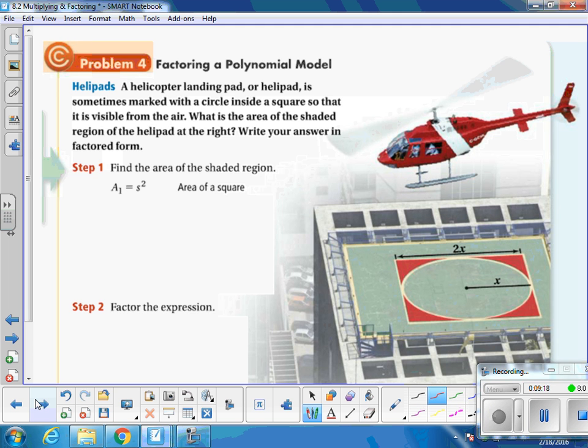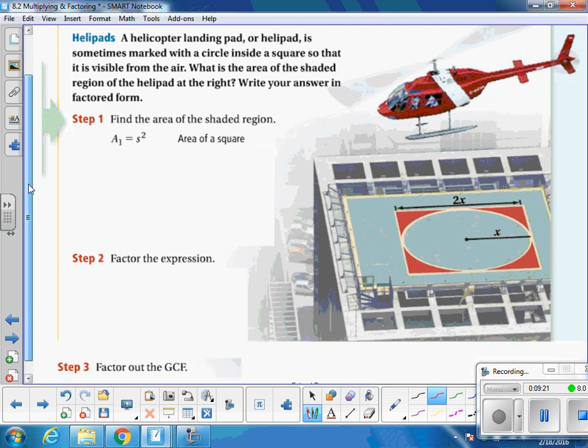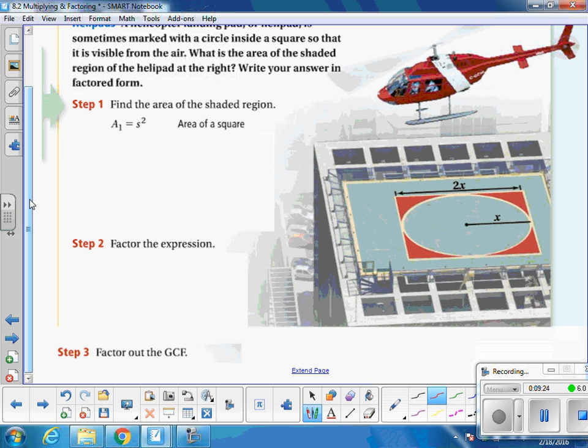Okay, we're going to do some application here, factoring a polynomial in this helicopter landing pad. We've got some different pieces of this, some different measurements. So we know the area of the square is the side length squared on this one. That's where this is coming from. The area of one is side length squared. So I am going to look at this a little differently. The side length is actually 2x, so I'm going to change that to 2x, and I'm going to square that because my side length is going to be 2x. And I'm going to work that out, and that actually is 4x squared when I distribute that out.